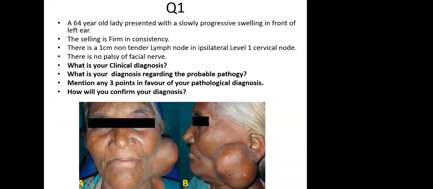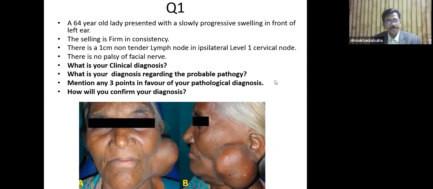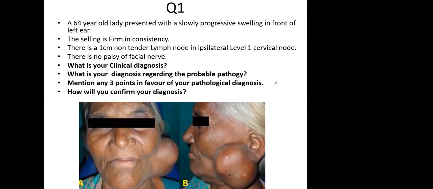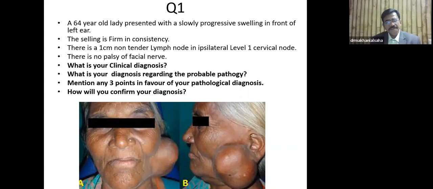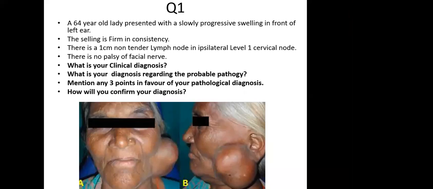Next question, come on. Mention any 3 points in favor of your pathological diagnosis. Sir, first, the age of the patient, then a lymph node is present, and the swelling is firm in consistency. And what about the surface? You see the swelling, how it looks if you look grossly also? Is it a smooth swelling like a mixed parotid tumor? No, sir. The surface is irregular and bossellated.